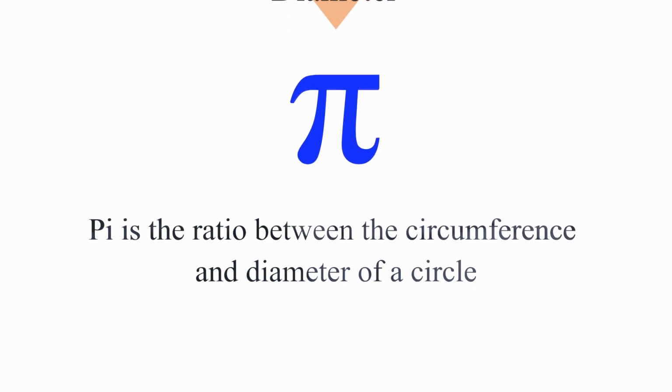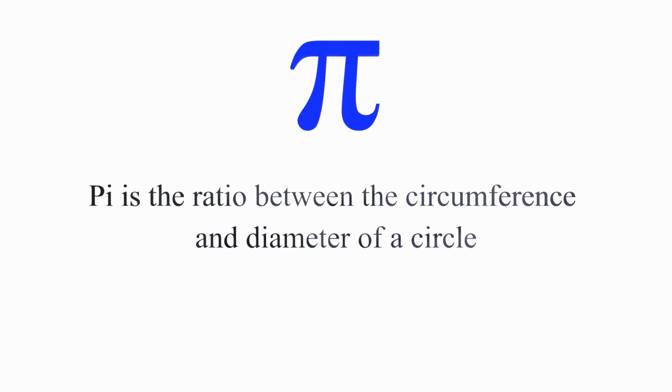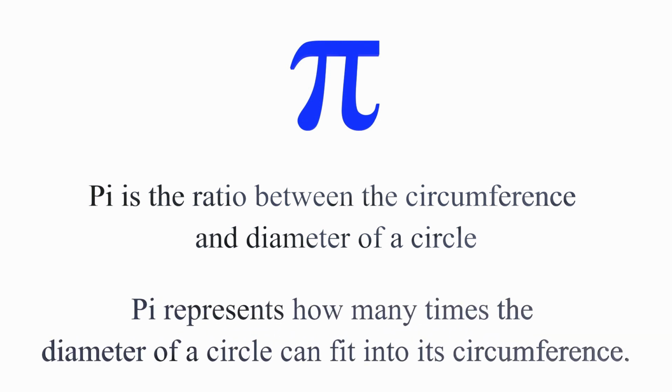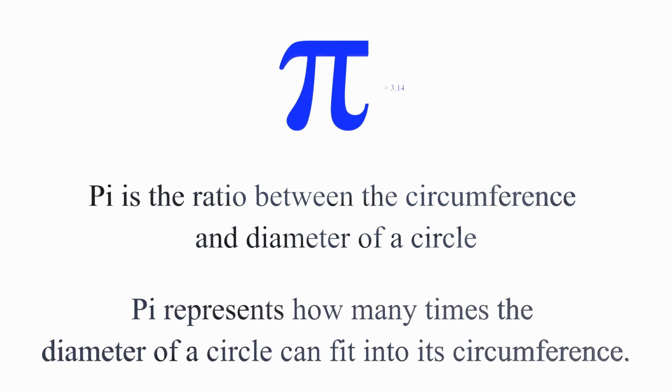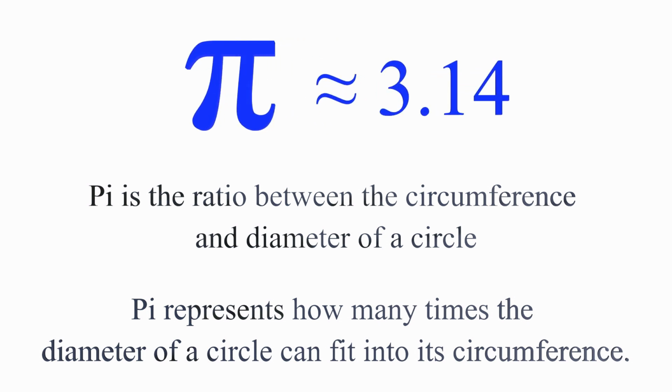So pi is the ratio between circumference and diameter of a circle. In simpler terms, pi represents how many times the diameter of a circle can fit into its circumference. This value is approximately equal to 3.14.